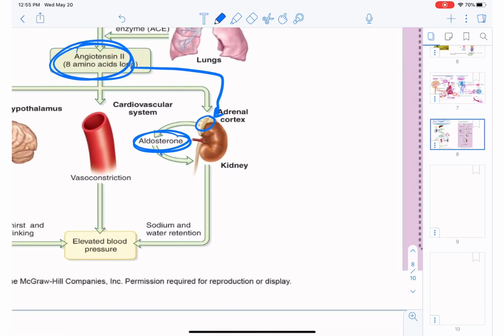Aldosterone is going to act back on the kidney, and it's going to cause the kidney to retain more sodium in the body. Instead of sodium getting eliminated in the urine, it's going to cause the kidney to retain that sodium within the blood. And the reason that increases blood pressure is because wherever sodium goes in the body, water follows it. So essentially what aldosterone is doing is causing more sodium to stay in the blood and therefore more water to stay in the blood. And so by doing that, the more blood, that increases blood volume and that increases blood pressure.